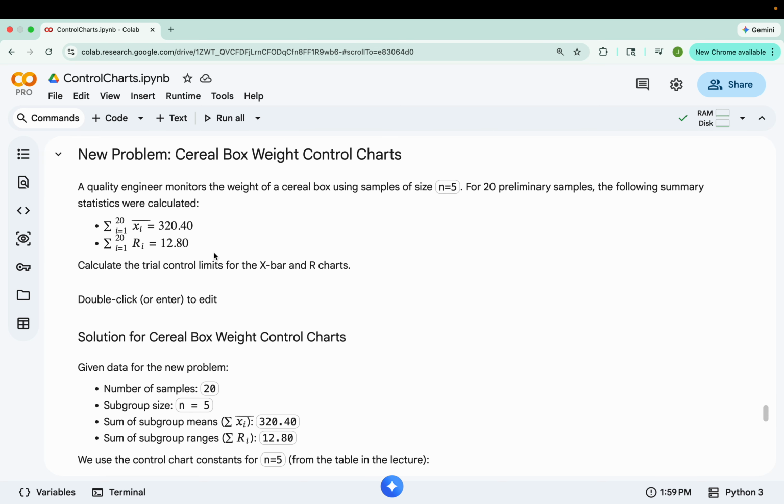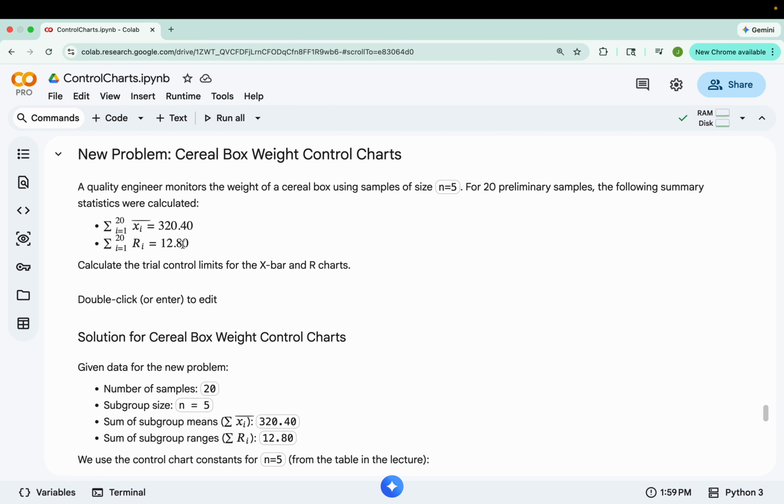Let's consider a new problem. So here, a quality control engineer monitors the weight of cereal boxes, so how much cereal they're putting in the box. They take samples of n = 5, and they repeat this process over 20 observations, or 20 weeks, 20 months, whatever you want to assign the unit of time for 20. And it's calculated that the average here over the 20 weeks is 320.4, and the sum of the ranges is 12.8.